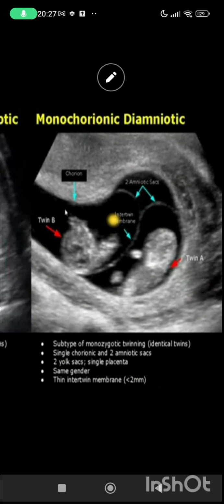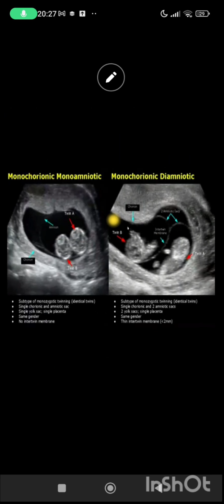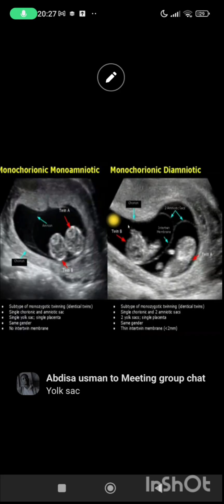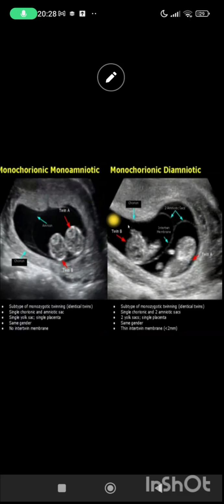So I am asking about monoamniotic and diamniotic in early pregnancy, around 5.5 weeks. There will be two yolk sacs. Yes, presence of yolk sacs. Two yolk sacs tell you how many amniotic sacs there are. Two yolk sacs mean there will be diamniotic gestation.